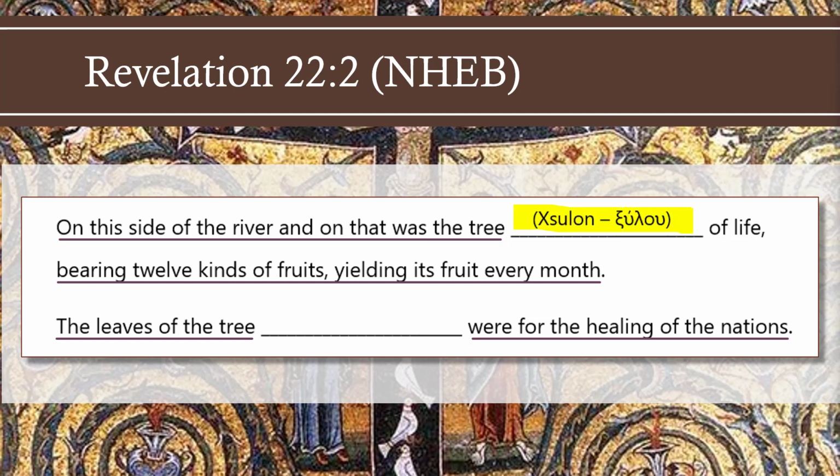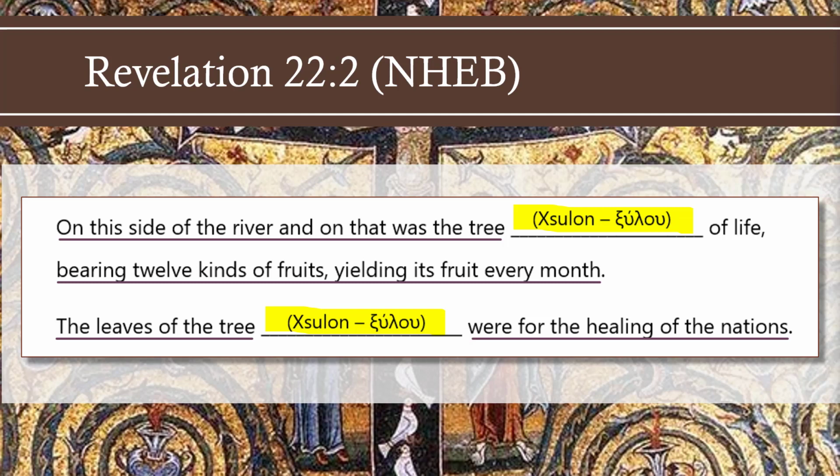It was the tree, the xulon of life. And the tree, the xulon, the leaves were for the healing of the nations. And that's the same word used for the tree that Jesus was hung on, right? The one that's a weapon of execution. The word that's often translated in our English Bible as the cross. And you see now what John is doing here. John says, the tree of life is the cross.